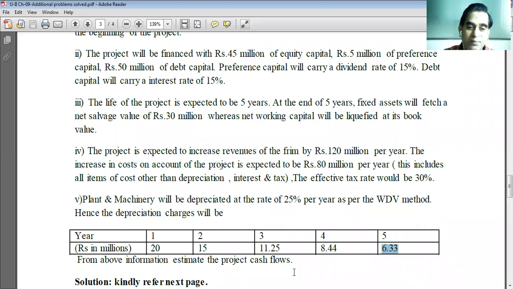So what is the question here? From the above information, estimate the project cash flows. See, we have already done it in categories of projects: single proposal, replacement situation, and mutually exclusive situation. Especially I would prefer single proposal and replacement situation. The same format you have to use.